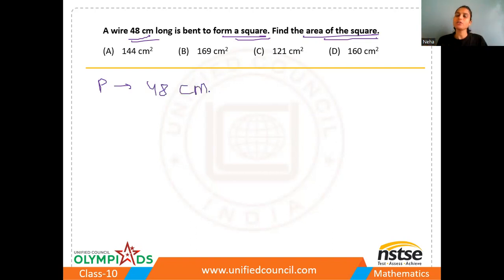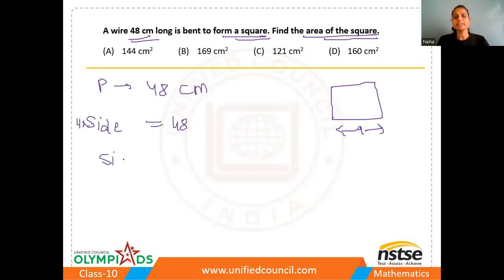Now in the square, all sides are the same. So what is the perimeter of a square? Let's suppose this is a square with side A. So the perimeter is 4 times A, right? So the perimeter is basically 4 times side. 4 times side is 48. So what is the value of side? Side is nothing but 48 divided by 4. That means it is 12. So the side of the square is 12.